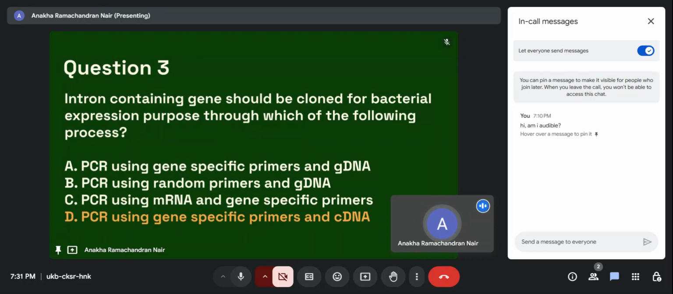The correct answer is option D, that is PCR using gene specific primer and cDNA. All the options had gene specific primers except option B, which said random primers. You cannot use random primers here because for the specific gene to be amplified, you require primers that belong to that specific gene, right? So that's why you use gene specific primers.